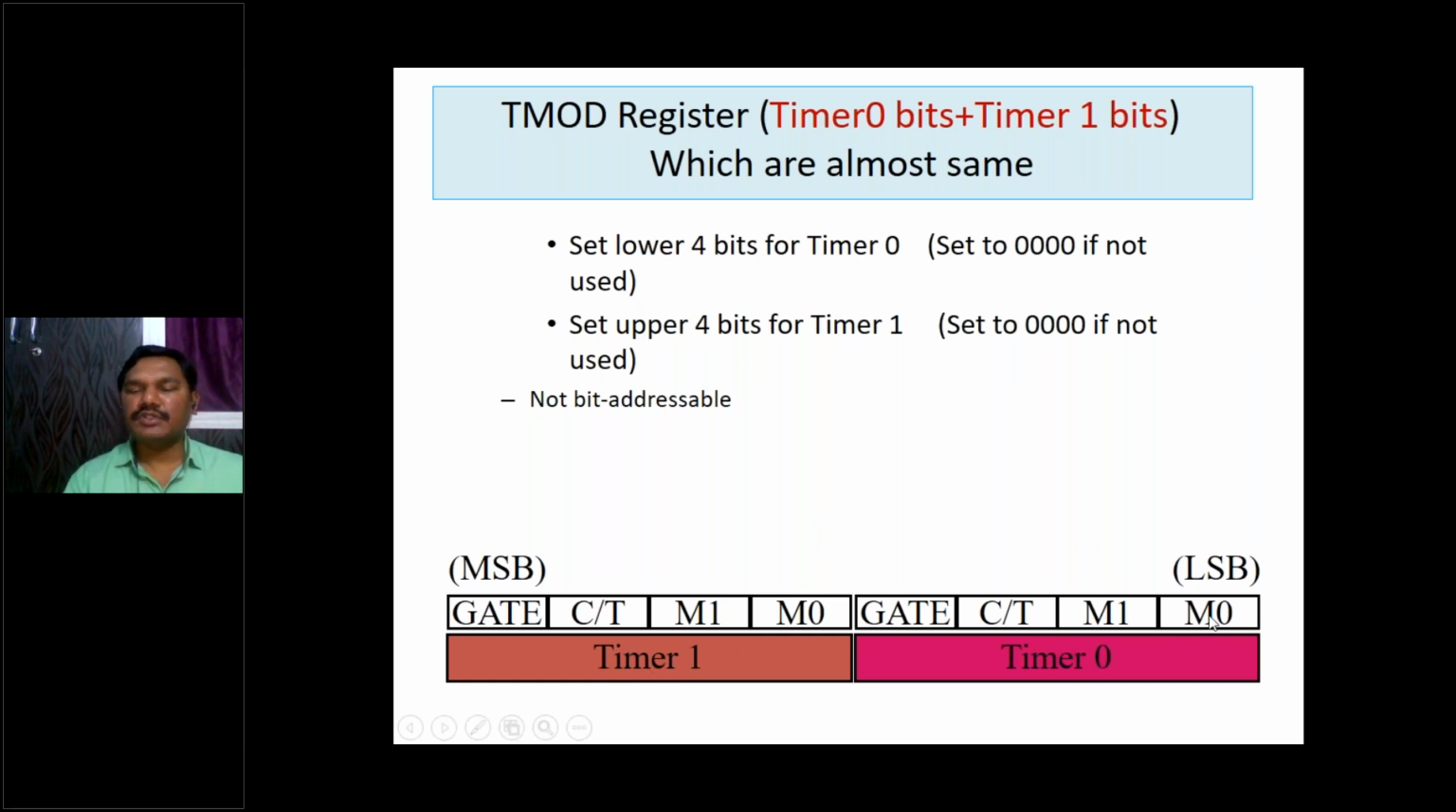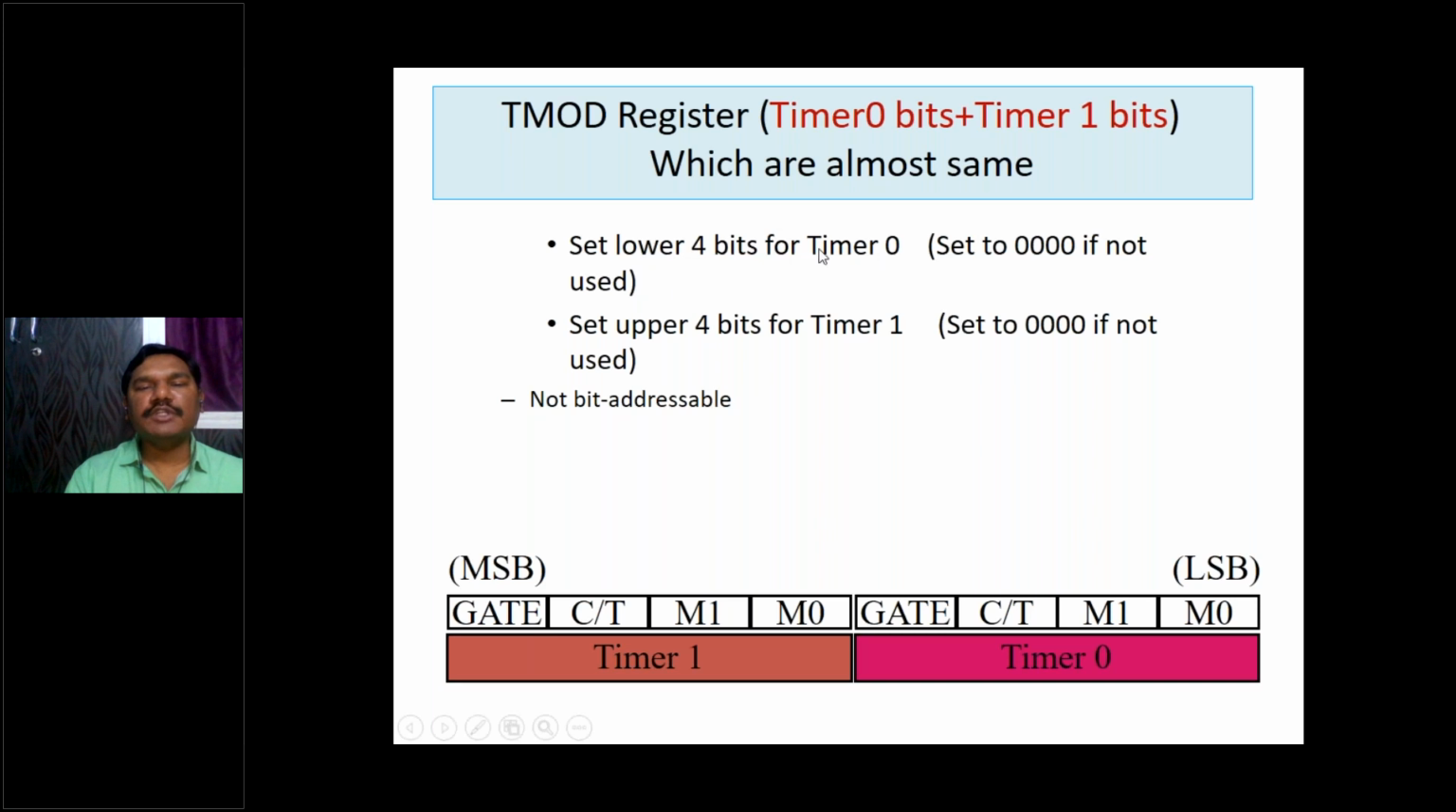Okay, and how do we select the timer 0 modes? Here we have the M0 bit and M1 bit, and here also M0 bit and M1 bit. These M0 and M1 bits are used to select the modes of operation of timer 0 and timer 1. Timer 0 and timer 1 can operate either in timer mode or in counting mode. That is set and reset by the C/T bar bit. And the gate bit is the control bit to stop or run the timer or counter.